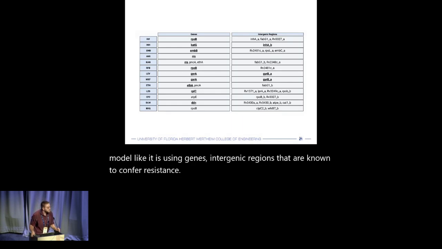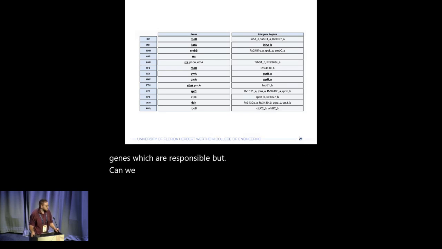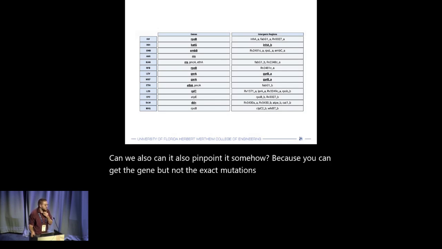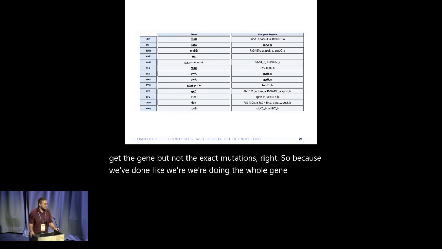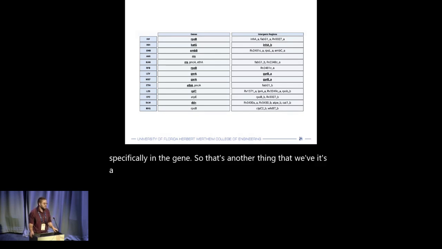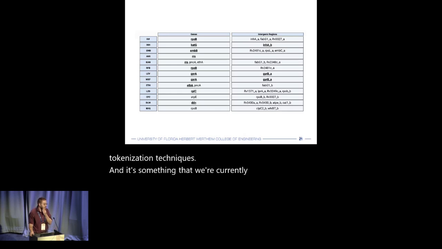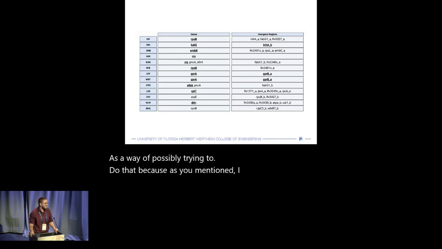Because there are specific mutations in these genes which are responsible, can it also pinpoint them somehow? Because you can get the gene, but not the exact mutations, right? Yes, because we're doing whole gene tokenization, I can get the gene, but I can't tell you where specifically in the gene. That's a limitation of this method. We've looked into other tokenization techniques, and it's something we're currently working on as a way of possibly doing that, because as you mentioned, I can't tell you where.